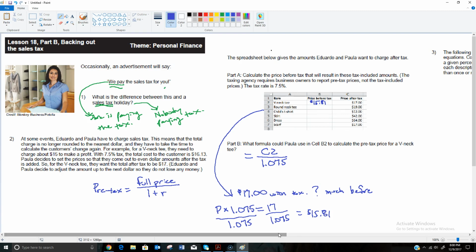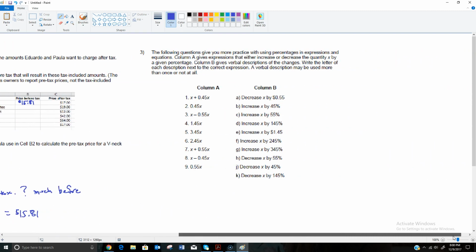So the last thing we're going to do on this lesson is just play around with some different things that you can do that look similar and try to figure out which one goes with which. We're going to start with column A, and it says, what if you started with a dollar amount and then you added 0.45 times that dollar amount? What are you doing? Well, that would be Paula's method for adding on 45%. So that would be an increase of 45%.